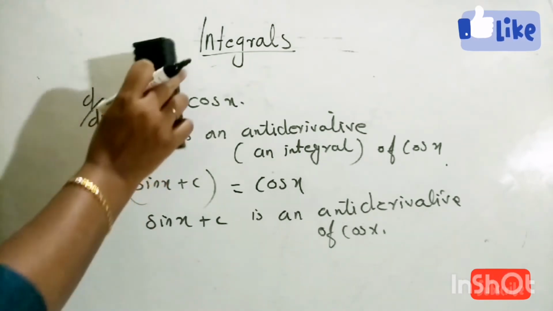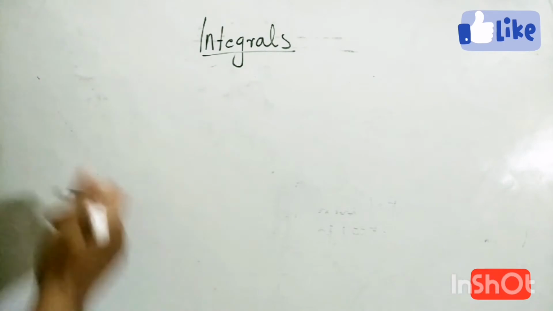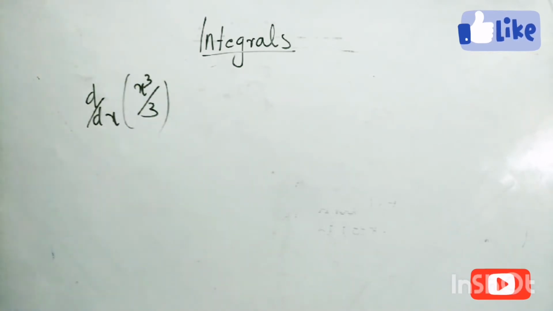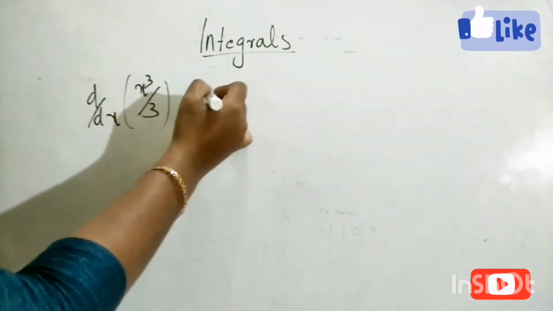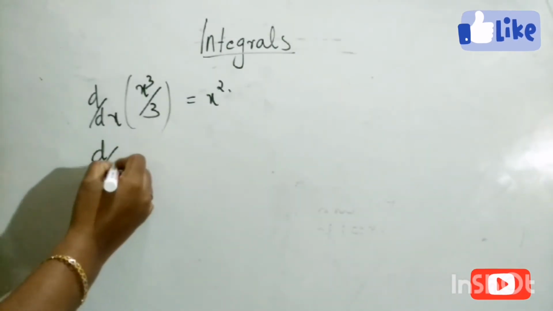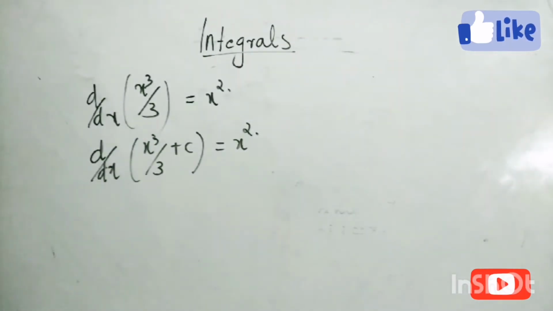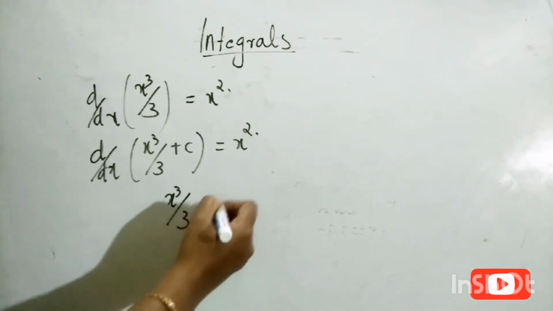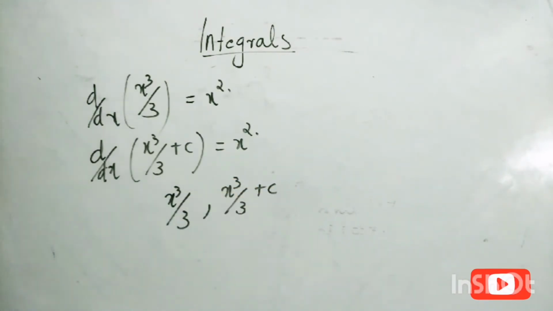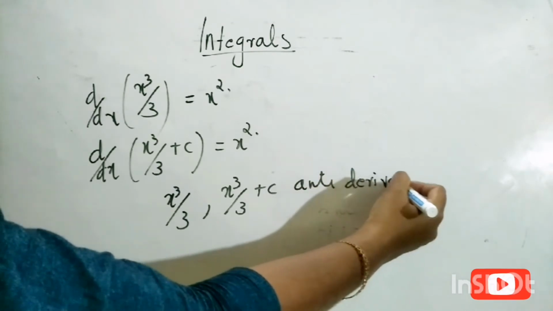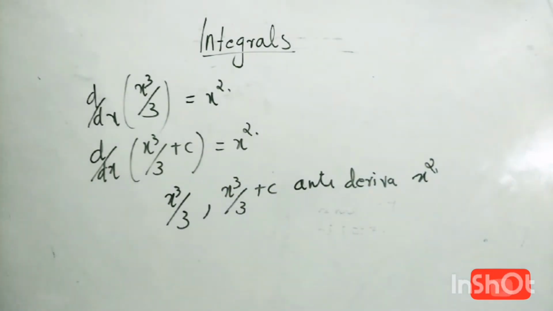Similarly, if we consider d by dx of x cube by 3, we know that the derivative is x square. And d by dx of x cube by 3 plus c, the derivative in this case is also x square. So we can conclude that x cube by 3 and x cube by 3 plus c are both antiderivatives, or integrals, of x square. So this antiderivative is not unique.